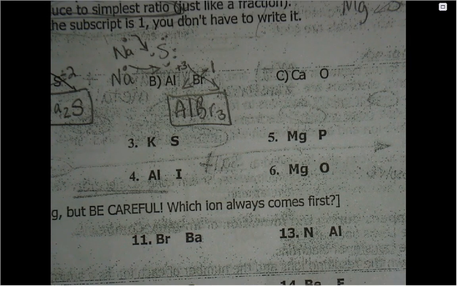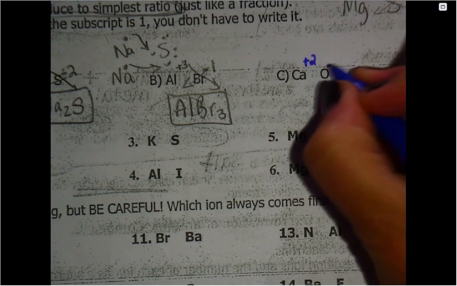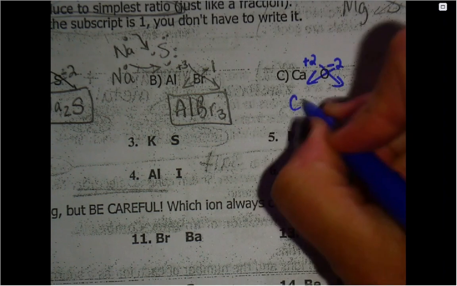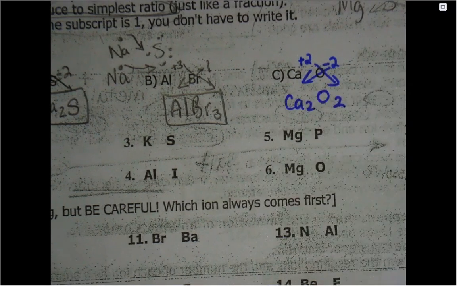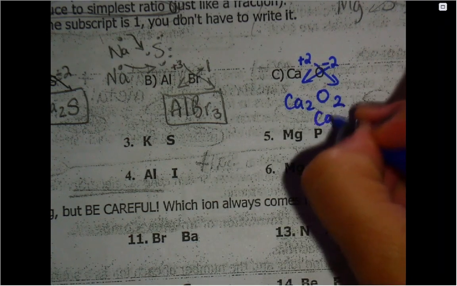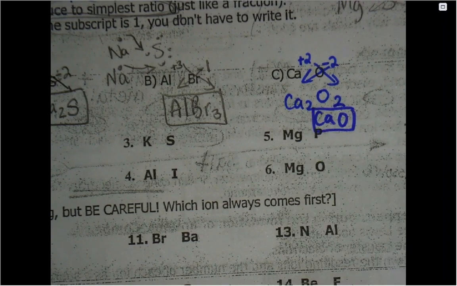All right, the next one, calcium and oxygen. So calcium is in group 2. What is the charge? +2. All right, oxygen is in group 16. What is the charge? -2. So we're going to say +2, -2, cross and drop. So we end up with Ca2O2. Do we leave it? Absolutely not, because once again, a 2 to 2 ratio is the same as a 1 to 1. So we're going to write CaO. You reduce it down. Okay, make sense?